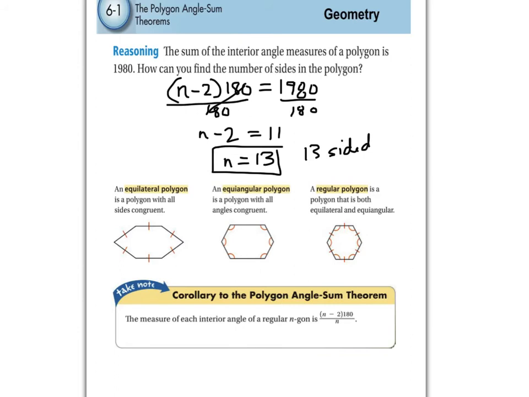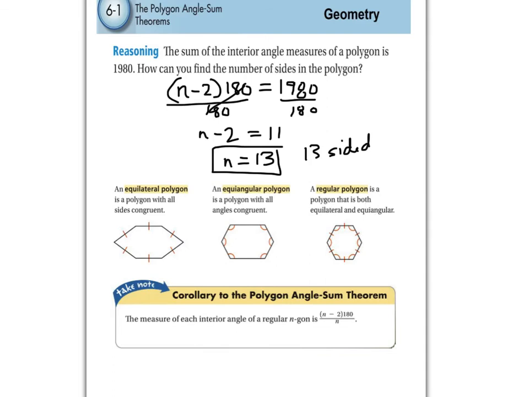Okay, now, the last part here of section 6.1, part 1, talks about certain types of polygons, and they've got 3 here. You got equilateral polygon, equiangular polygon, and a regular polygon. An equilateral polygon is a polygon with all sides congruent. An equiangular is a polygon with all angles congruent. And a regular polygon is with both. All the angles and all the sides are congruent.